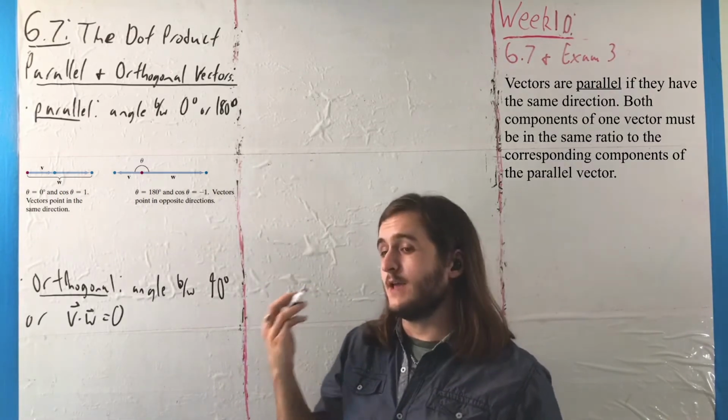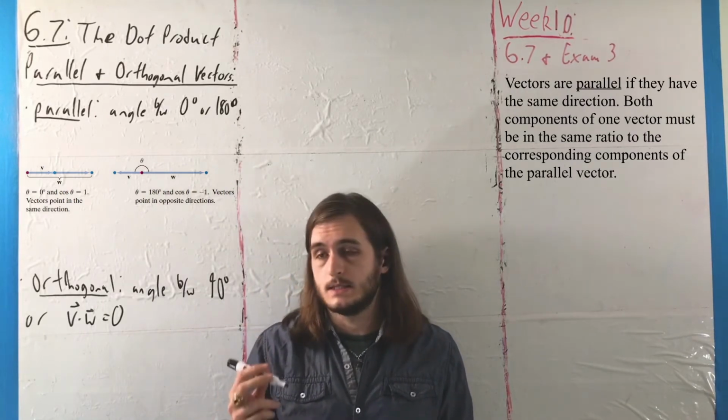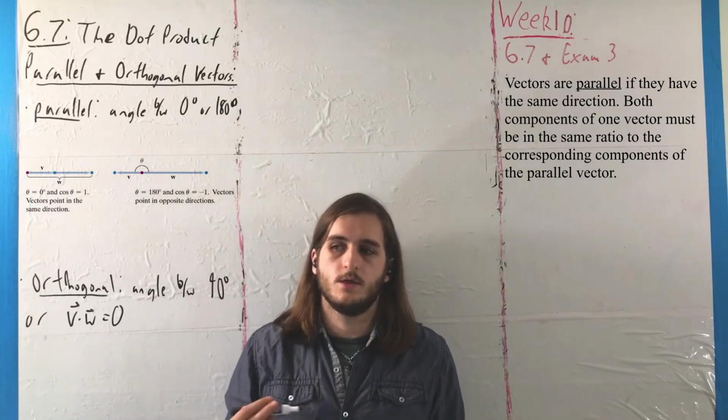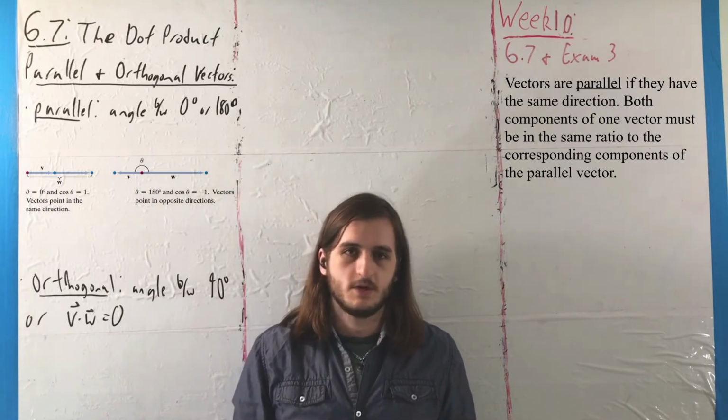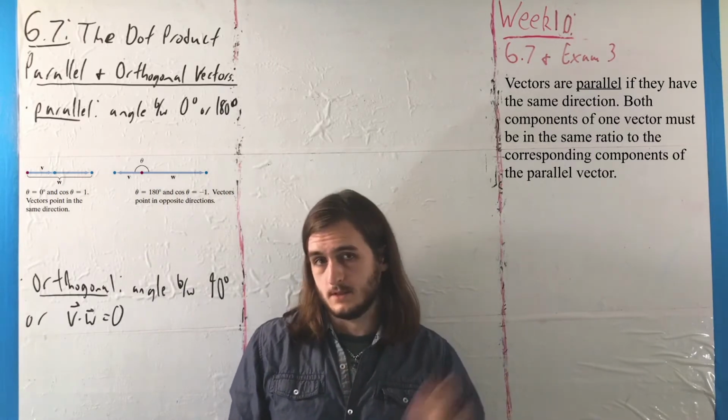If we want to talk about that in terms of angles, you can see that the angle between them is either 0 or 180 degrees, where you get those values in particular based on whether they're going in the same direction or opposite directions.